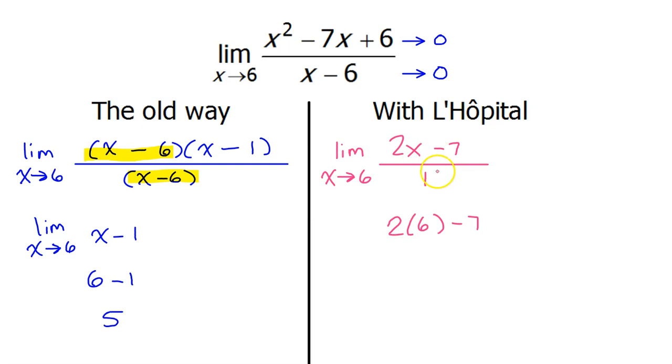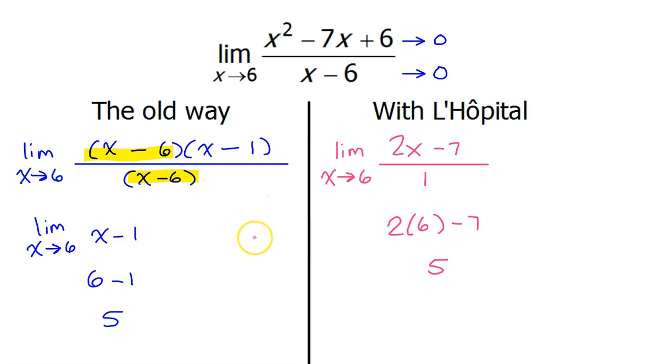We can evaluate this limit by direct substitution. Plugging in 6 for x, we get this, but 12 minus 7 is 5. Same as we got before. On a problem like this, the old way is just as easy as L'Hopital's rule, so there's nothing wrong with doing it the old way.